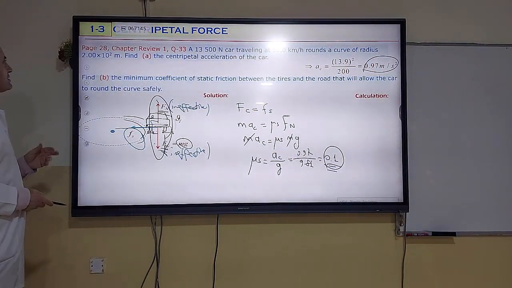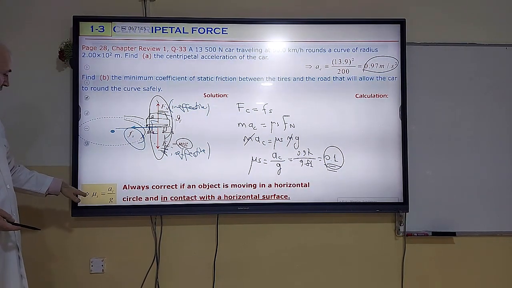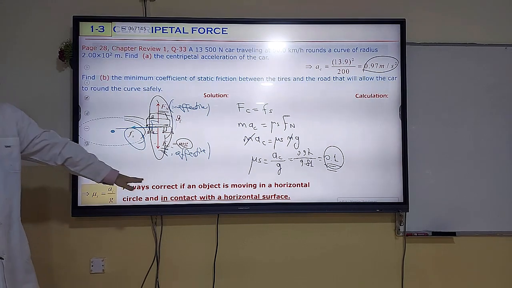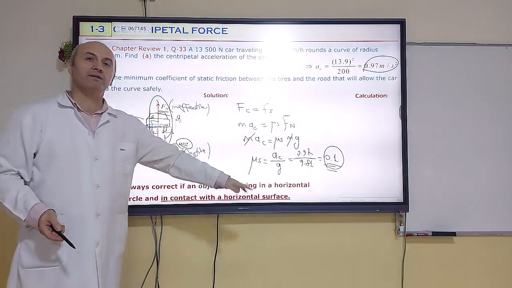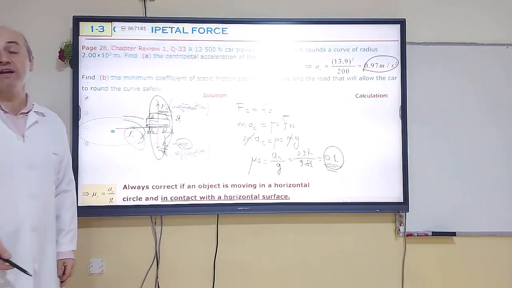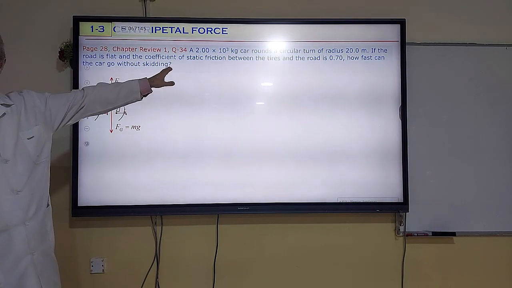Alright, so this is one of the problems. And I already have here µs equals AC over G. All of this is correct for an object moving in a horizontal circle and in contact with a horizontal surface, that is, a flat surface. This problem is also similar to that one.